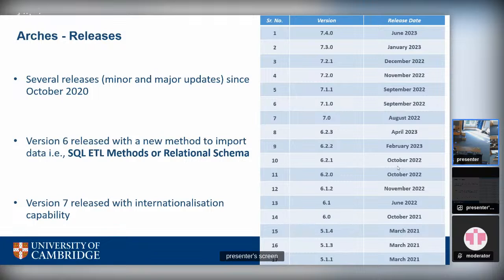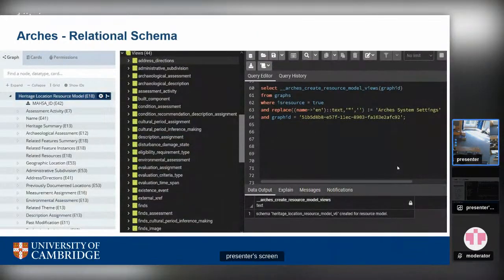We started to study these SQL ETL methods or relational schema to get more understanding of how we can get data into ArcGIS. The relational schema basically converts your whole graph data structure into a standard Postgres relational database. You have a SQL function over here, created by ArcGIS, for source model views, and you give it the unique universal ID of the graph, and it will convert it into views. So you can see that our main resource model, the heritage location, got converted into 44 views over here.